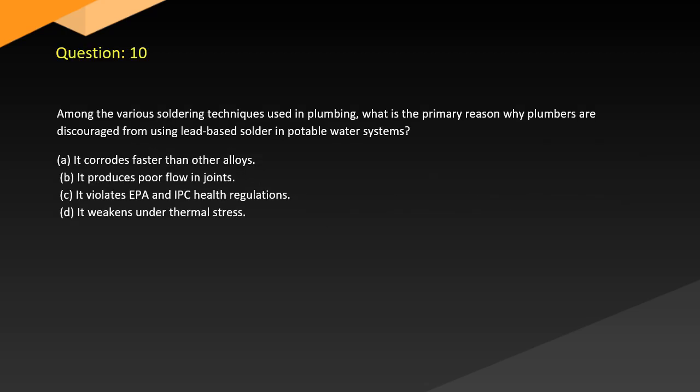Question 10. Among the various soldering techniques used in plumbing, what is the primary reason why plumbers are discouraged from using lead-based solder in potable water systems? A. It corrodes faster than other alloys. B. It produces poor flow in joints. C. It violates EPA and IPC health regulations. D. It weakens under thermal stress.